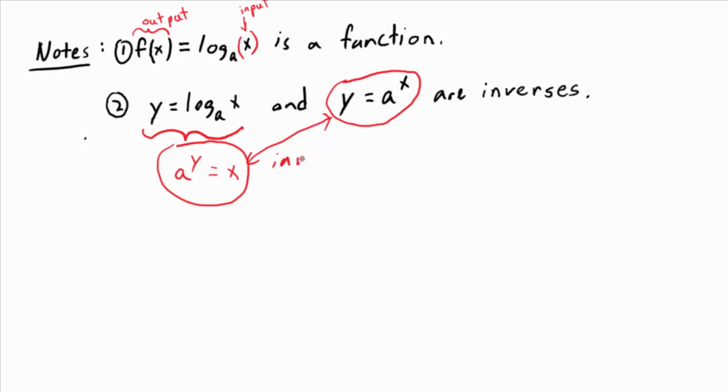But the exponential form a to the y equals x is just an alternative form to y equals log base a of x. So that means y equals log base a of x and y equals a to the x are inverse functions. That's very important, actually. That's why we study logarithms for the most part.